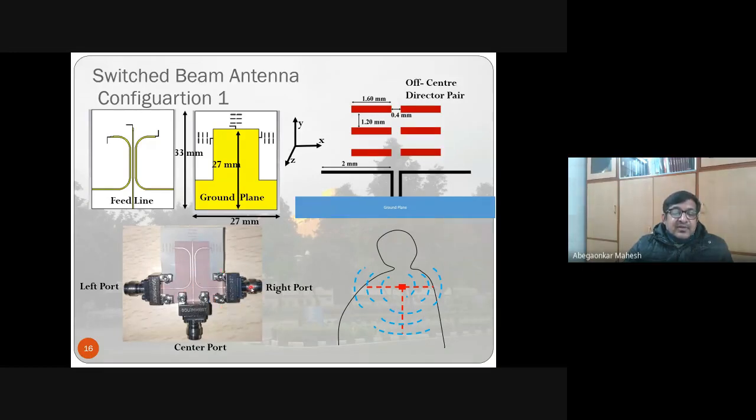So this is the off-center director pair, similar thing. Because we now have 3 antennas, this antenna will radiate in this direction, this antenna will radiate on the top, this antenna will radiate to the right. So we have left, top and right, 3 directions being covered. So that is what is shown here. If it is put on the human body, it will radiate left, right and along the center line.